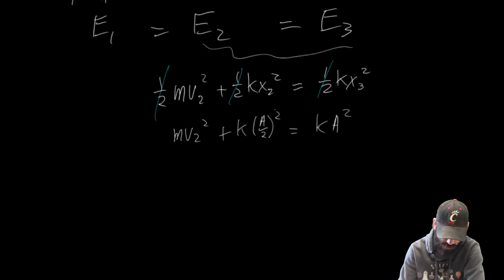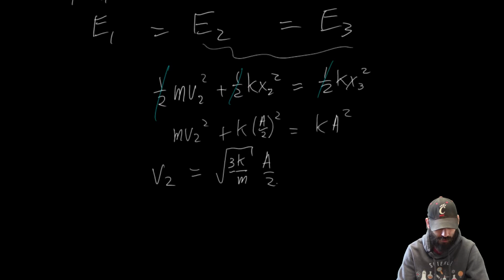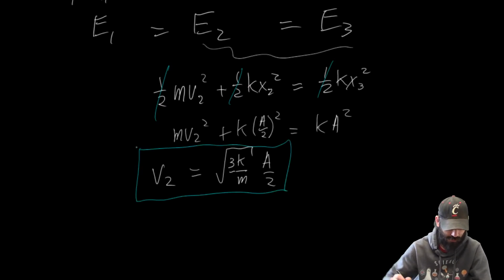Move this around and solve for v2. v2 is going to be equal to the square root of k over m. And then when I move this over to the other side, when I square this is a quarter, 1 minus a quarter is three quarters. So this is going to be the square root of 3k over 4m, times a, so this is going to be a divided by 2. Okay, and that's our velocity. So we go with that one.